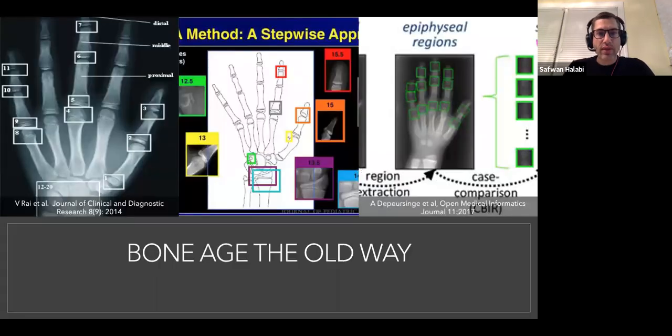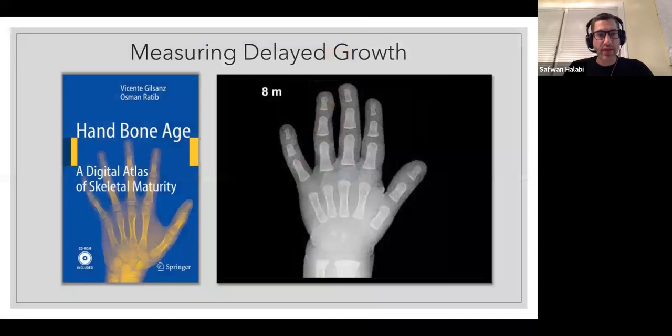So the assessment of pediatric bone age is usually performed with a single left-hand radiograph, frontal view. And you can see here that we typically look at the growth plates, the metacarpals, and the carpal bones, and compare it to a standard atlas, which is a little antiquated.